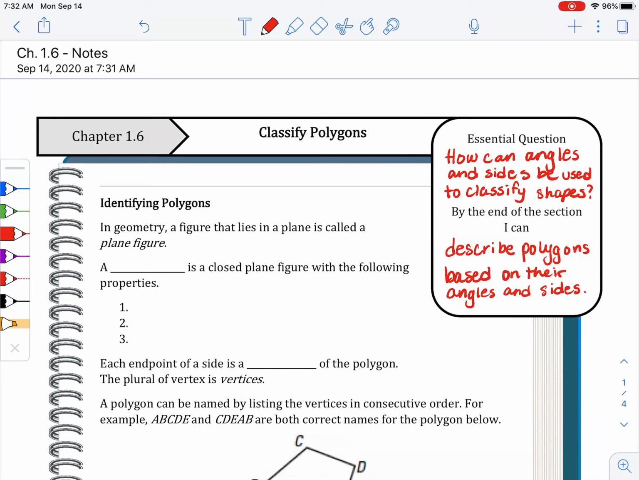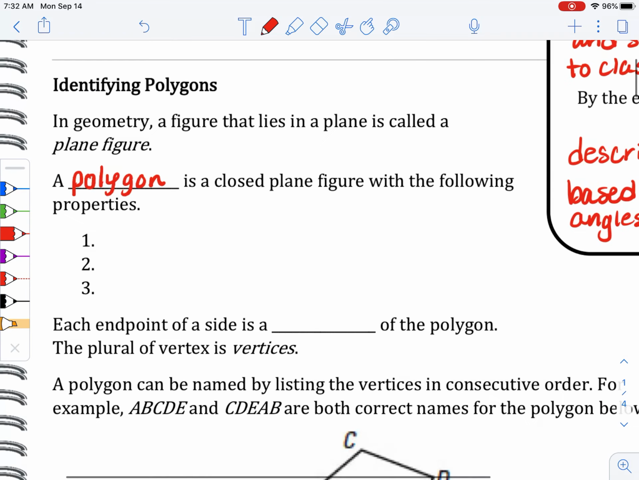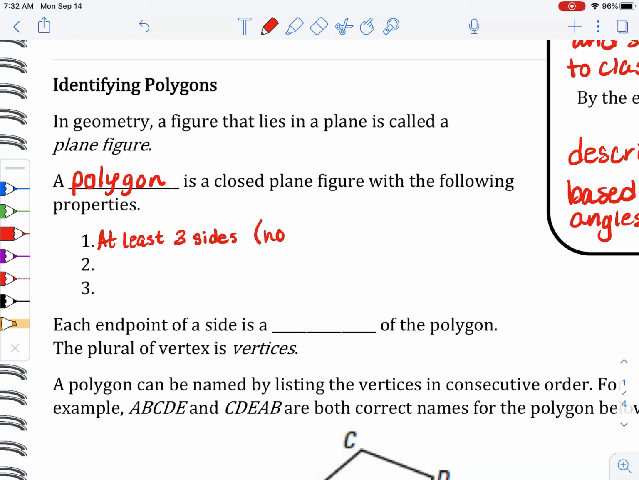All right, so first of all, what is a polygon? In geometry, a figure that lies in a plane is called a plane figure. And a polygon is a closed plane figure with the following properties. So first, it has at least 3 sides. And more specifically with that, no curves. So a circle is not considered a polygon.